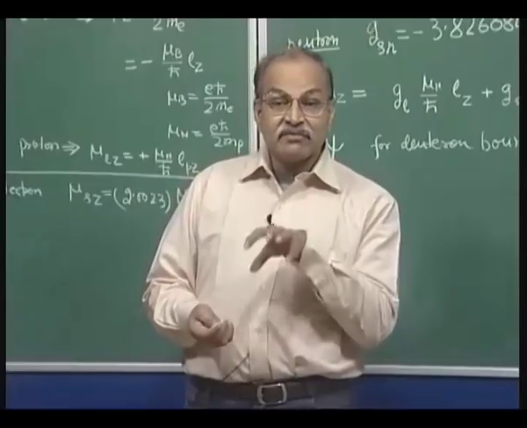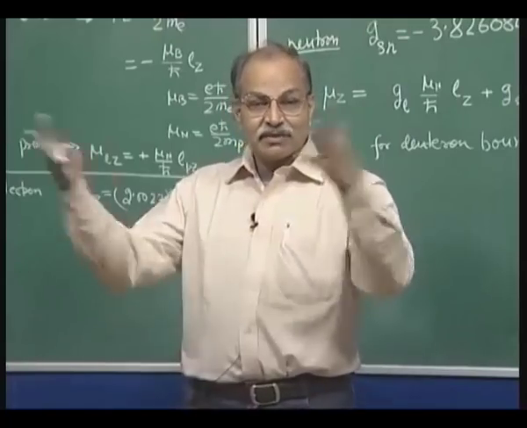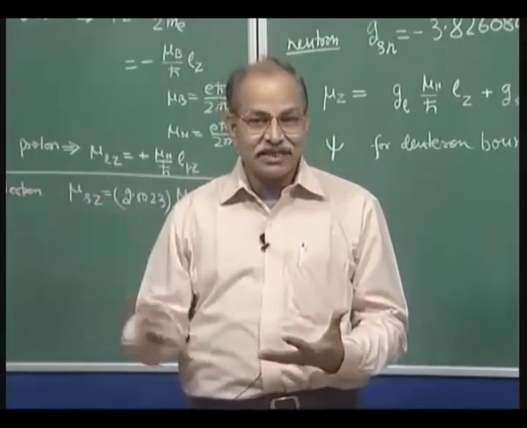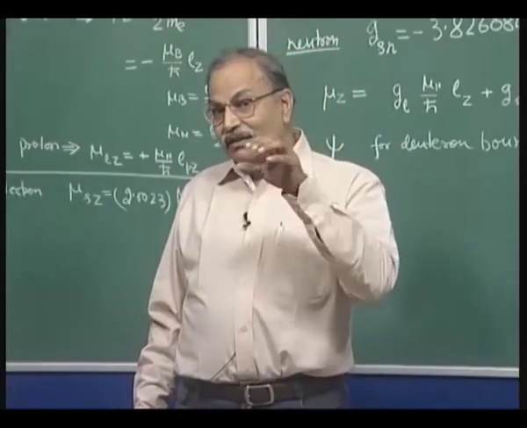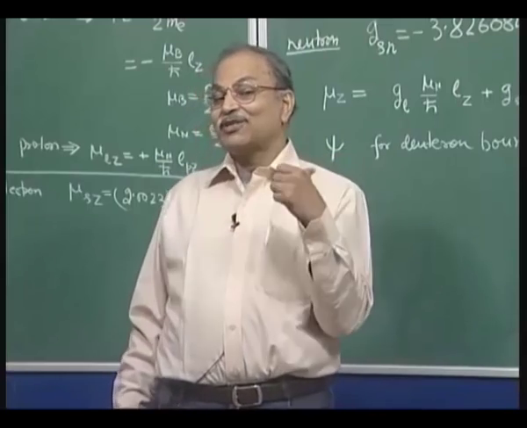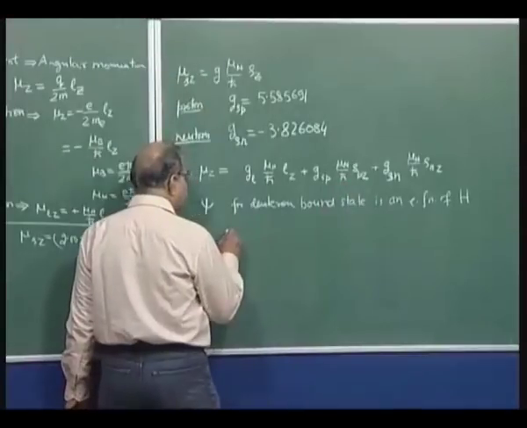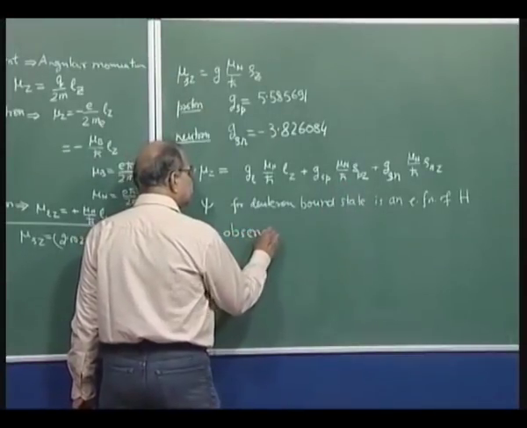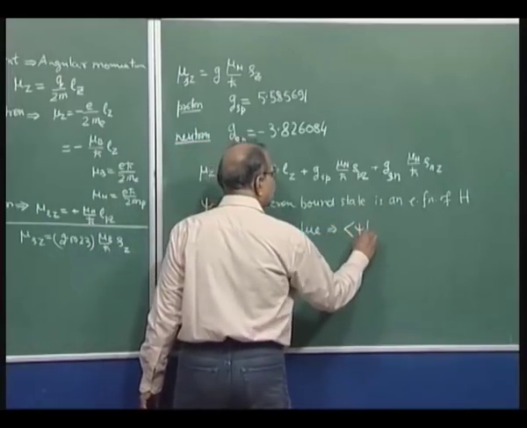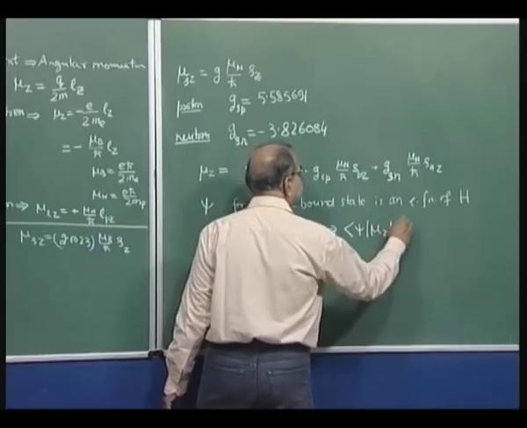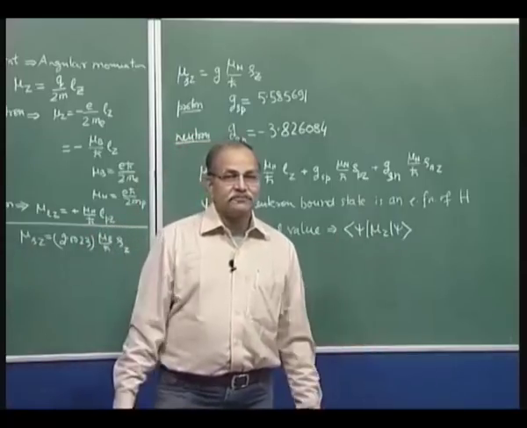But when we are making a measurement, we are not making measurement on one single nucleus. Any measurement will involve a stream of nuclei and all that. So, what you get finally is the expectation value or average value of this quantity in this wave function. All right. So, what the observed value will correspond to is <psi|mu z|psi>. Okay. This is the expectation value or average value.